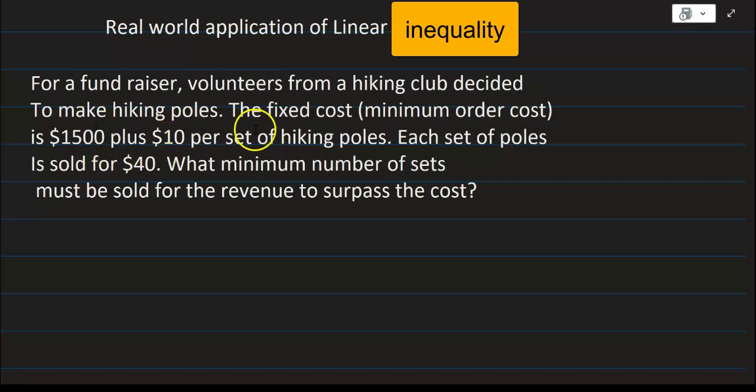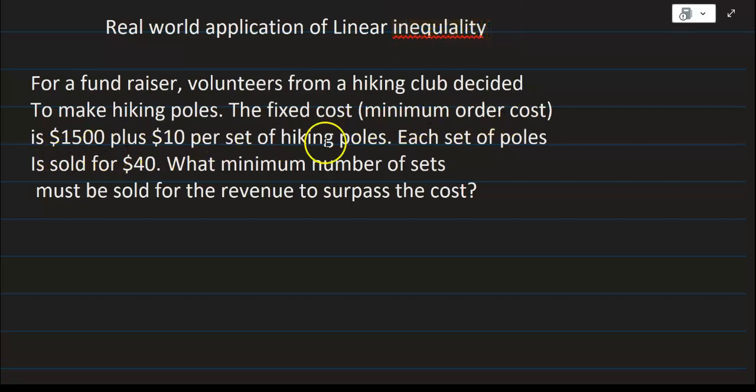We've got a fundraiser going on, and the volunteers from a hiking club decided to make hiking poles. The fixed cost, the minimum order cost, is $1,500 because they have to order parts and put the pieces together, plus the manufacturer charges them $10 per set of hiking poles. Each set of poles, they sell for $40. We want to know the minimum number of sets of poles they need to sell so that the revenue they make surpasses the cost.